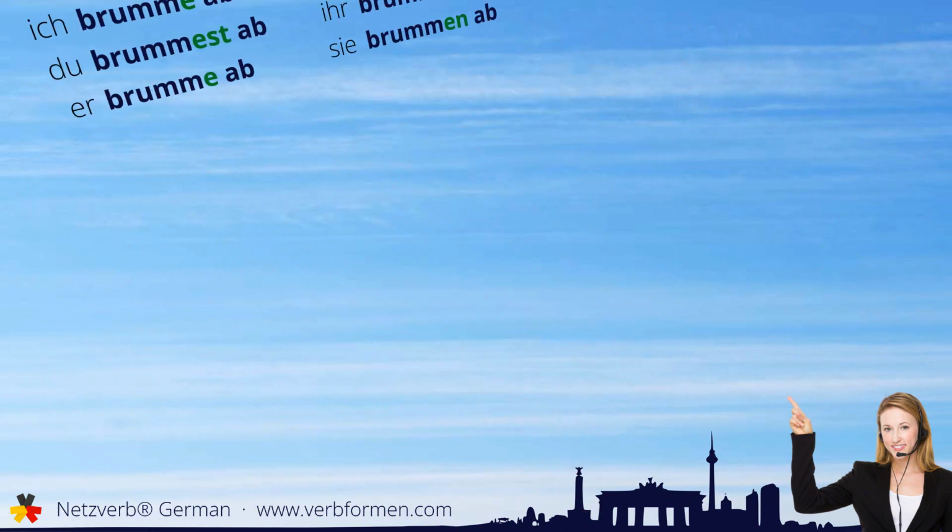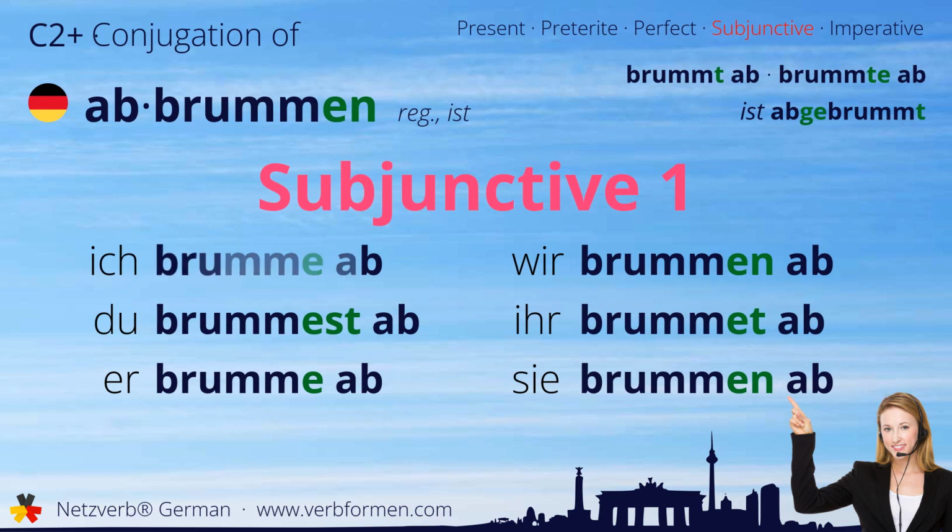Next up is the subjunctive one. Ich brumme ab. Du brummest ab. Er brumme ab. Wir brummen ab. Ihr brummet ab. Sie brummen ab.